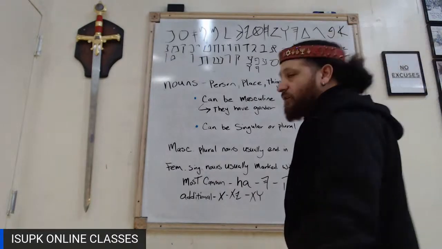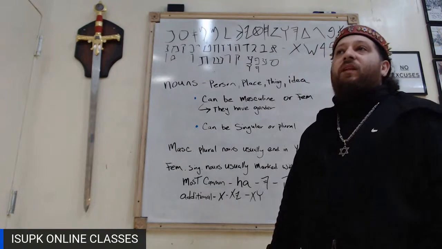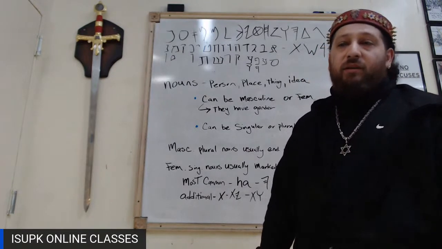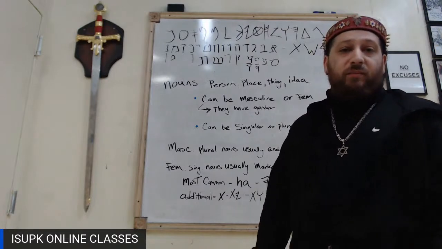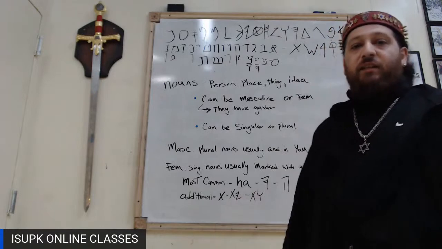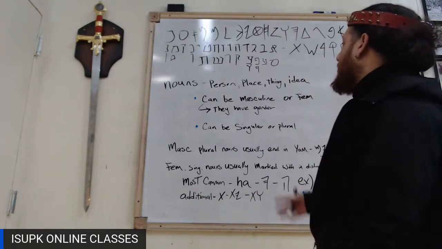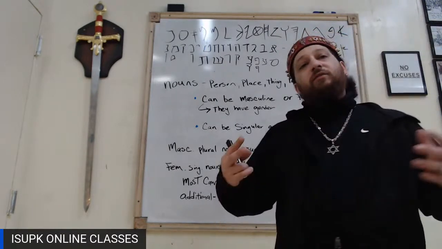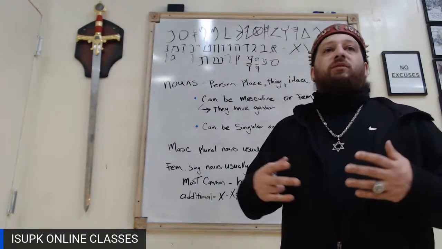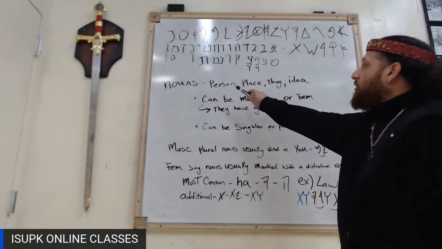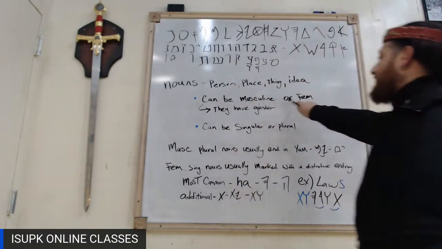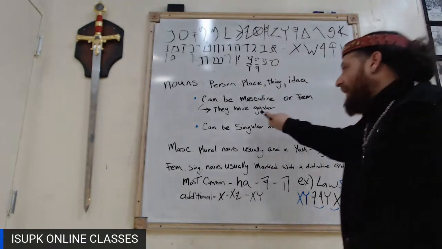For example, Abraham, that is a noun. It is a name. Jerusalem, Yerushalayim, that is a place and also the name of a city. These are nouns. So nouns have certain rules as to how they are formed. For example, a person, place, thing, or idea can be masculine or feminine. They have gender.